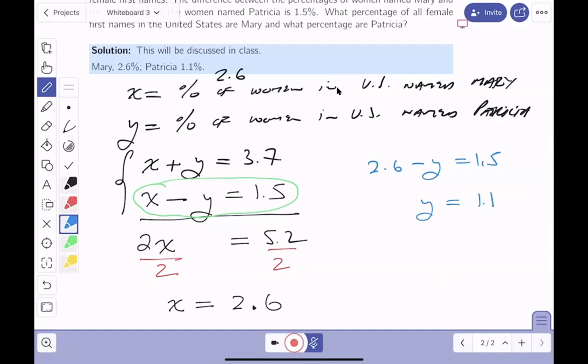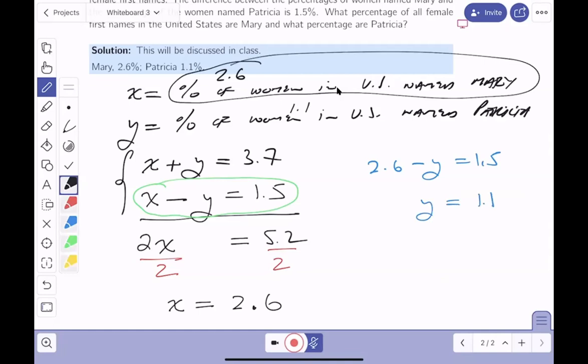All right. What does this say? That this is 1.1. Let me circle these and then we'll look at their answer key. Make sure we got the same answer. 2.6% of the women are named Mary and 1.1% of the women are named Patricia.